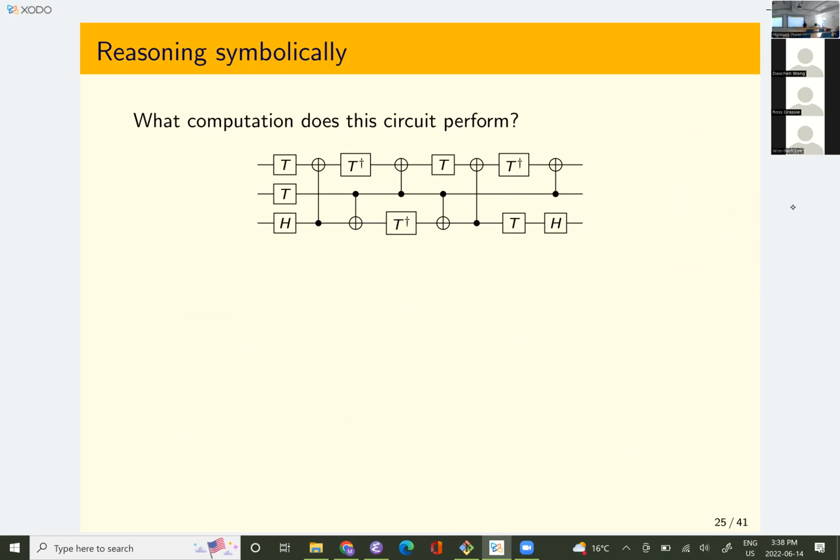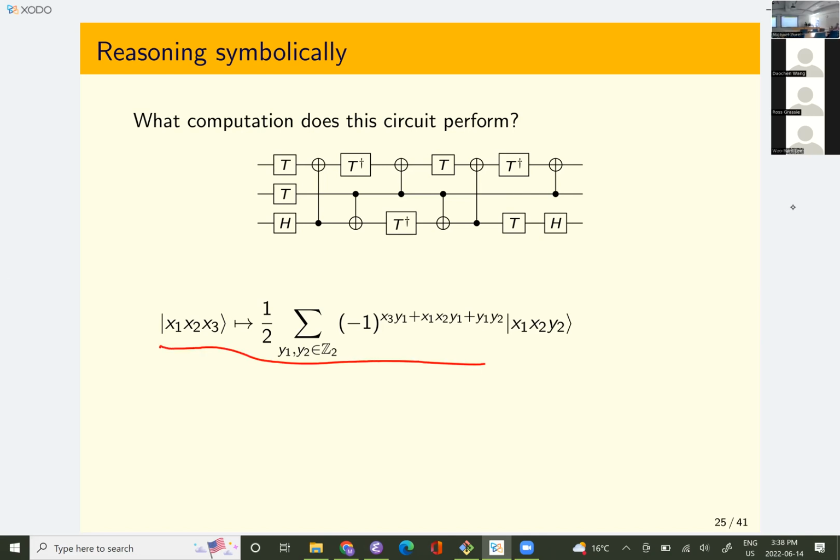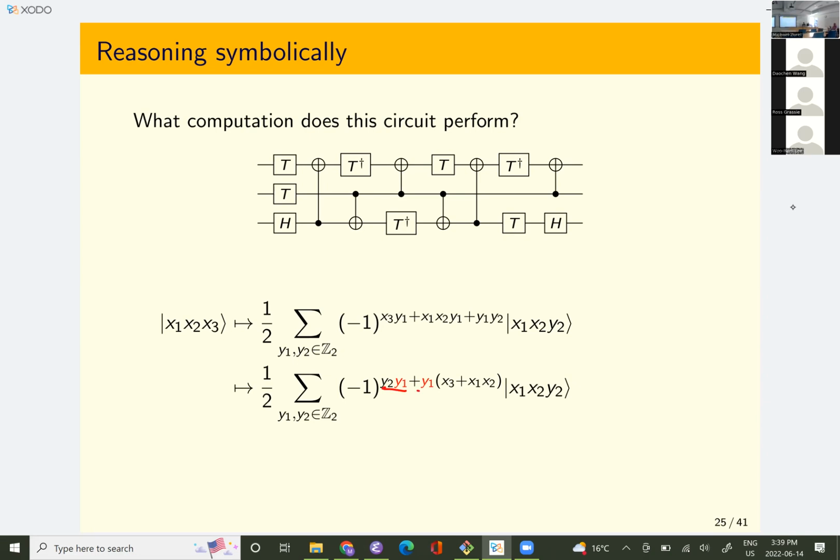So to explain how these rewrite rules actually work when we're reasoning about circuits, let's take a look at a quick example. What if we want to figure out what computation this circuit actually performs? You might recognize the circuit, but if not, we can write out its sum of paths action and then use these rewrite rules to simplify it. So this is the sum of paths action of this circuit here. And if we rearrange the phase polynomial a little bit, we see that it has this structure where we have y2 times (y1 plus x3 plus x1 x2). So what that's saying is that y1 is really equal to x3 plus x1 x2.